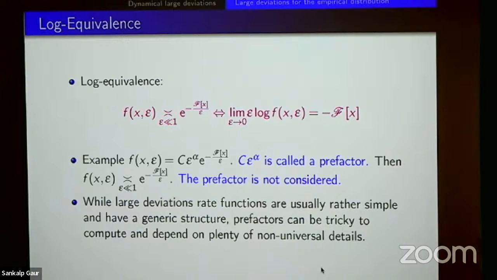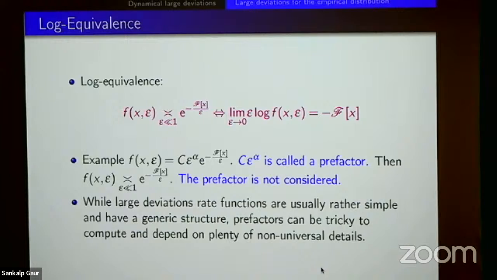So let me give you an example. For instance, if you take f of x of epsilon equal to c multiplied by epsilon to the power alpha multiplied by exponential of minus f divided by epsilon. Here we call c epsilon to the alpha the prefactor. So you see that it actually depends on epsilon.